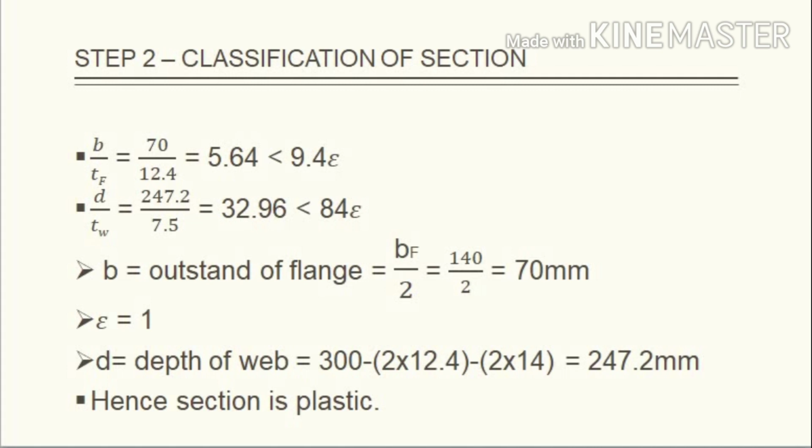Okay. So next is D by TW, that is depth by thickness of web. Depth of web is equal to 300, the overall depth, minus 2 into 12.4 minus 2 into 14, which is equal to 247.2 mm. Substituting in this equation, 247.2 by 7.5, which is the thickness of the web, is equal to 32.96, which is less than 84 epsilon. So this will be a plastic section.